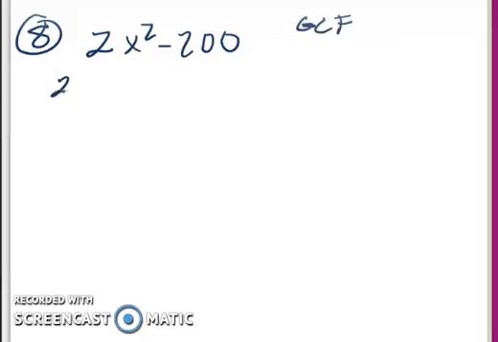Insane. Number 8. We get 2x squared minus 200. This is not a difference of perfect squares yet, so I first have to look to GCF. So we factor 2 out, we get x squared minus 100. Uh-oh, now we can DOPS. Every time I'm saying DOPS, I'm doing the hand signals. You just can't see it. I'm off screen.